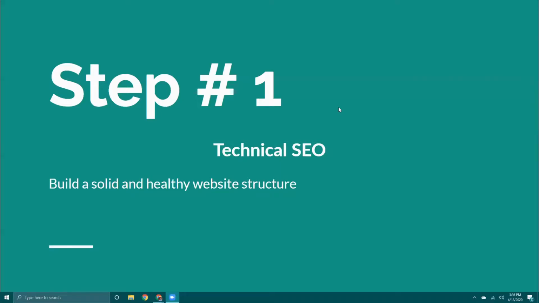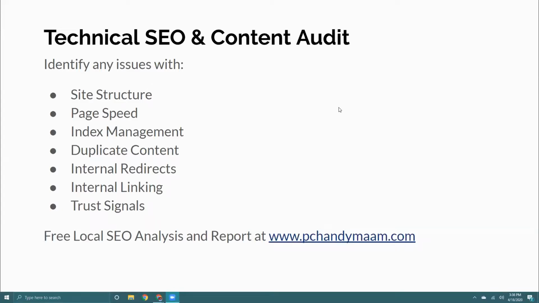So step 1, technical SEO: build a solid and healthy website structure. Your website structure should be easy to understand. Your menu should be easy to understand. Your terms of service and policies should be easy to find. The types of products and services that you offer should be easily found.